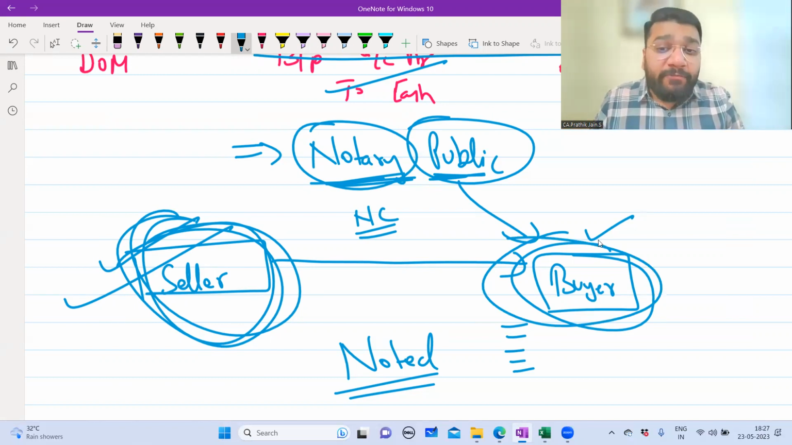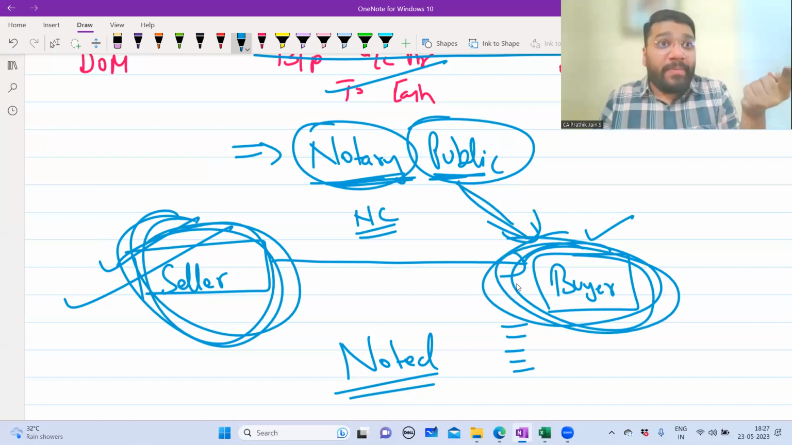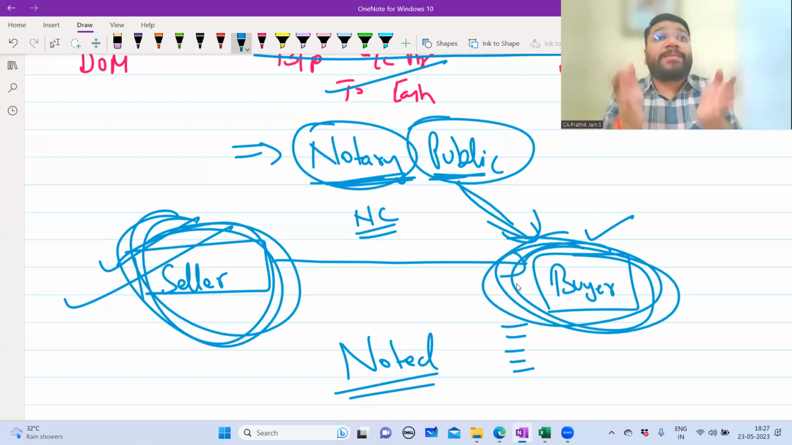So here, if the notary public is involved, and the notary public goes and tells the buyer to make the payment, and if the buyer is honoring the payment, then it's very clear that the bill was presented and honored.